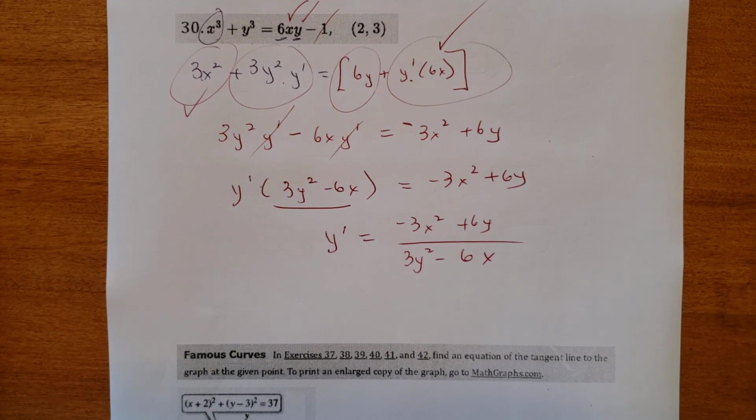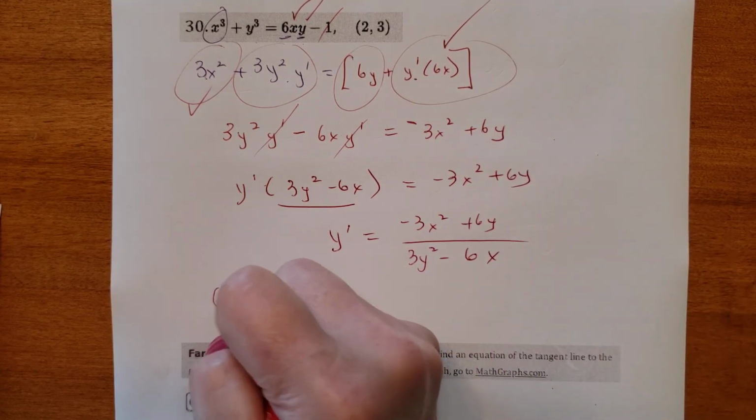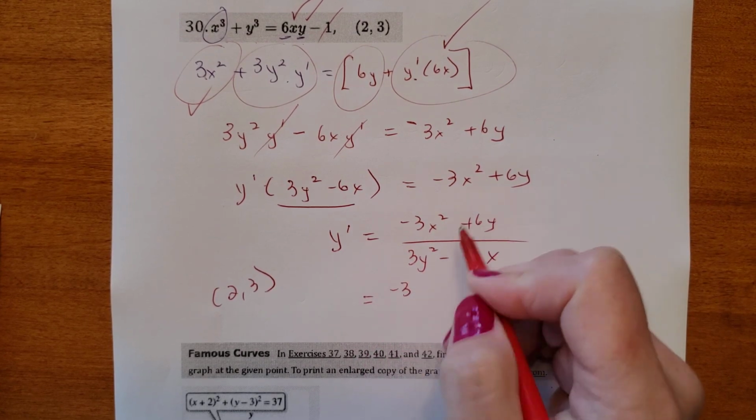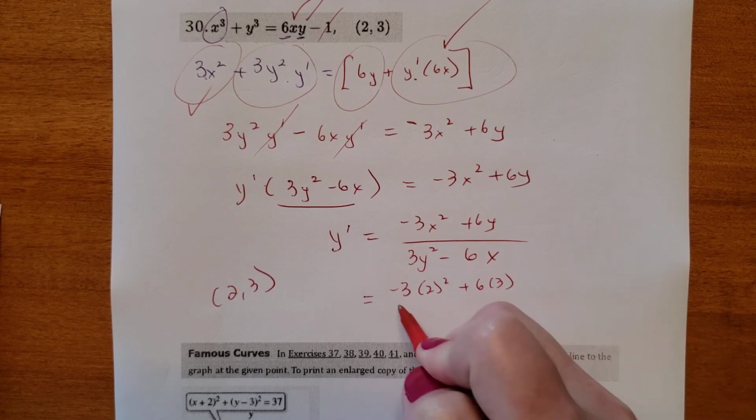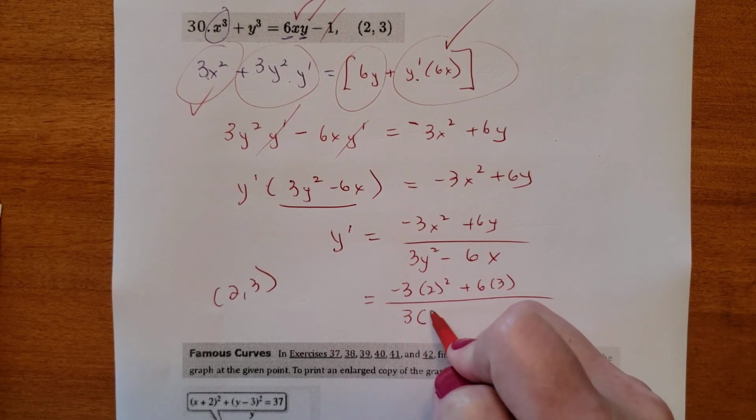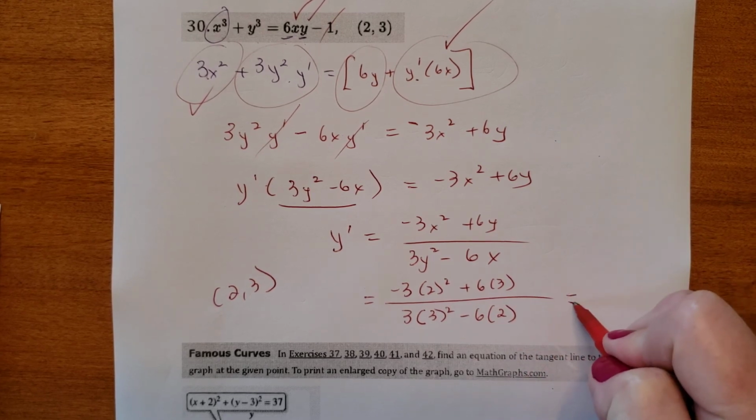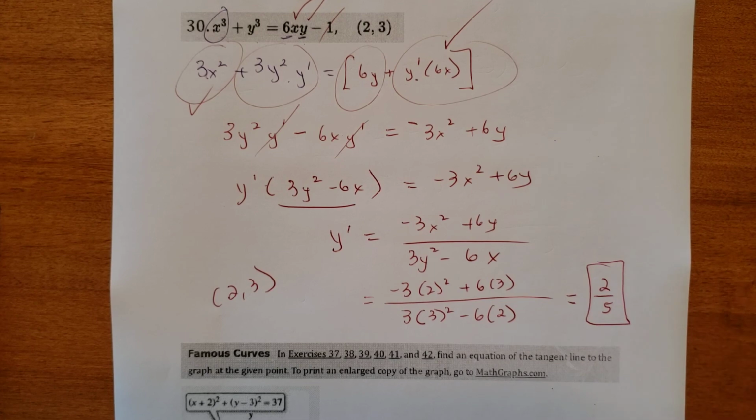All right, the moment of fate here. We want to find the slope then at the point, yeah, we did it right, at the point 2, 3. So I'm going to plug 2, 3 in here now. So that would make it negative 3 times 2 squared plus 6 times 3 over 3 times 3 squared minus 6 times 2. And if you did the math on all that, you're going to get 2/5.